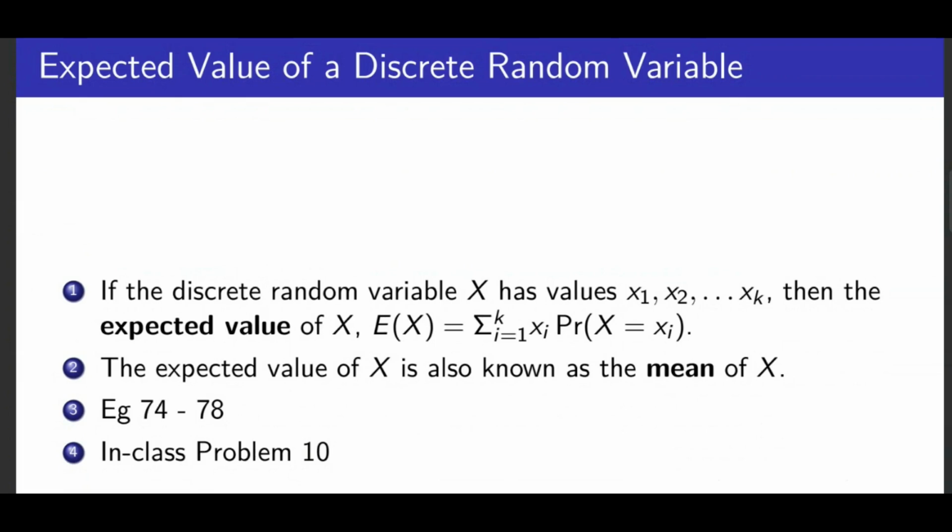You would expect the random variable to be hanging around a number that has higher probability. And that's why you scale by the probability. So the definition of expected value is very intuitive.